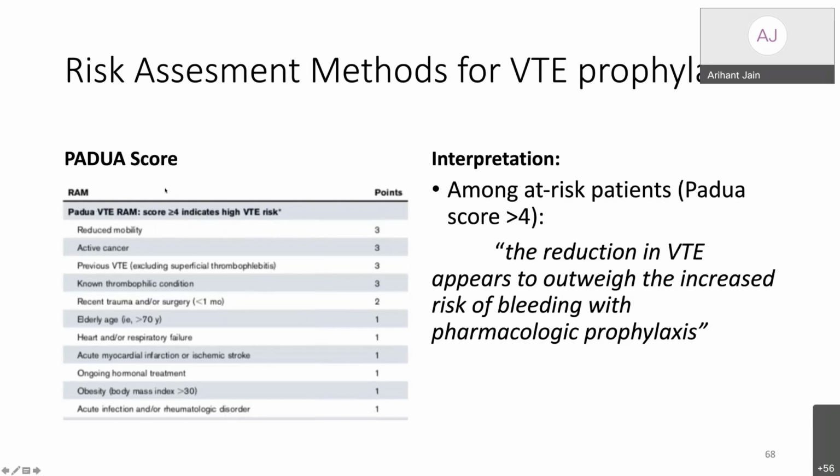Reduced mobility is typically defined as being up and about for less than 30 minutes in a day. If the patient is able to walk on his legs for more than 30 minutes, then we say there is no reduced mobility. But if he is walking for less than 30 minutes, then it is reduced mobility.